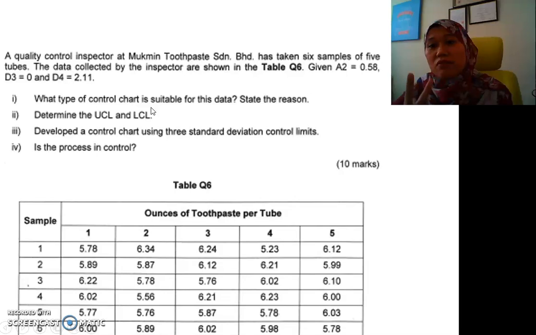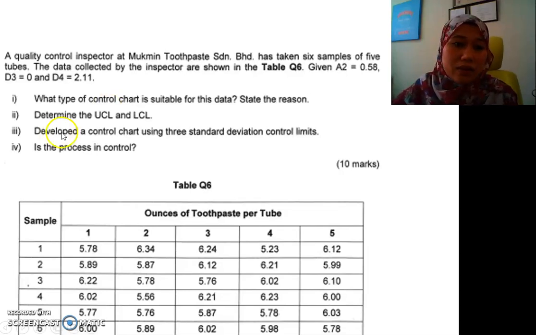We have two types: variables and attributes. Variables are for measurable data which have units, but attributes are more on whether it's a defect or not, it's a number count.